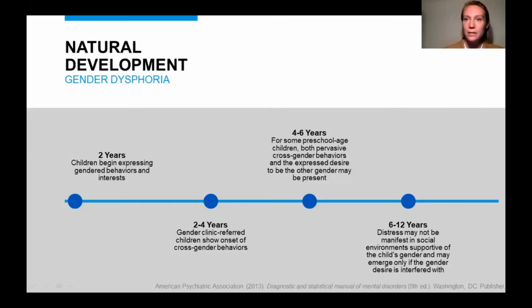Next, from 6 to 12 years old, distress might not manifest if the child is in a social environment where they are supported in their gender, but the distress might manifest quite strongly in environments where somebody is not supported. So you can see that in this age range, somebody's experience is very influenced by their environment.